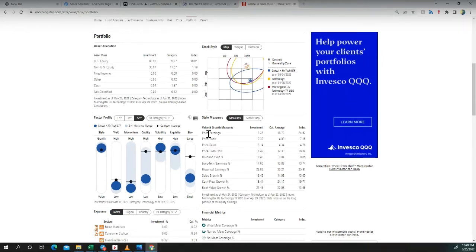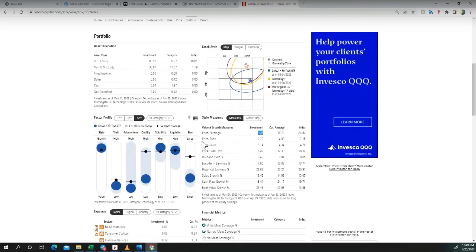Price to earnings ratio is right there. Category and index is outdoing this ETF, because this is doing 9 and this is doing 16, and the other one, the index, is doing 4. So as far as earnings go, it's not doing so well compared to the other ETFs.